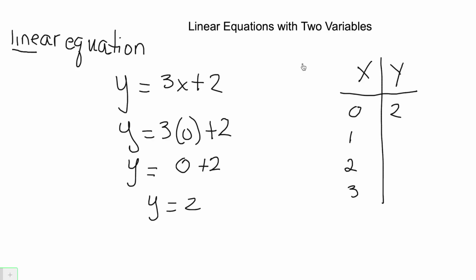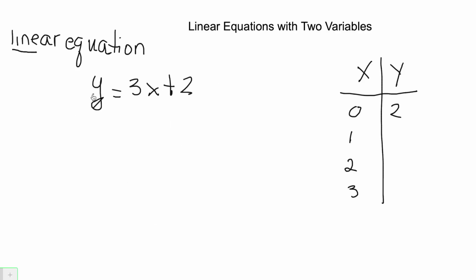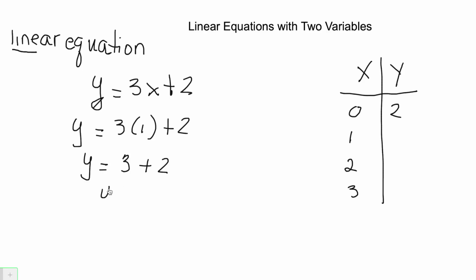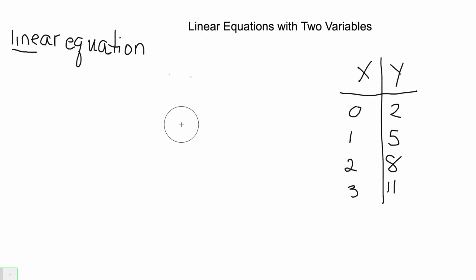Okay? So let's go ahead and try 1. So now I'm going to try 1. When x is 1, okay, so 3 times 1 is 3. My y equals 3 plus 2. So that means y is 5. All right. Go ahead and pause the video and try 2 and 3. All right. Did you get 8 and 11 for y? If you did, good job. If not, check your calculations again, okay?